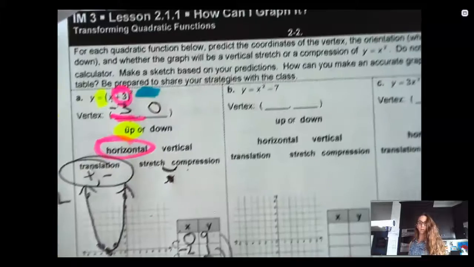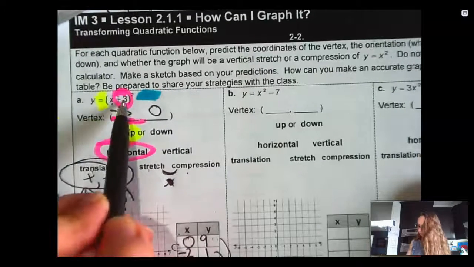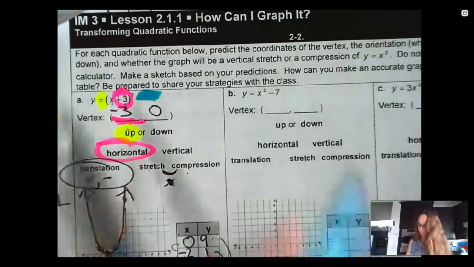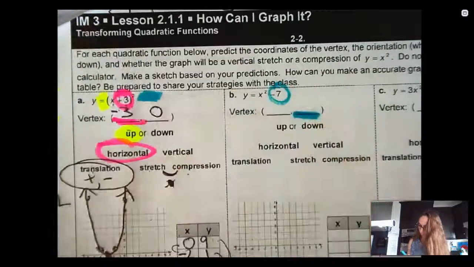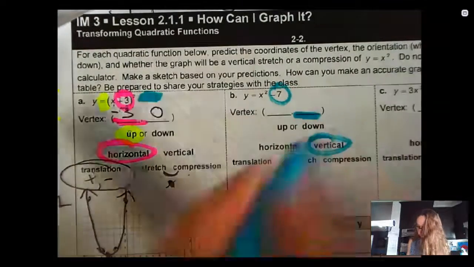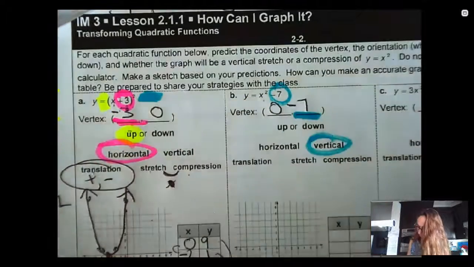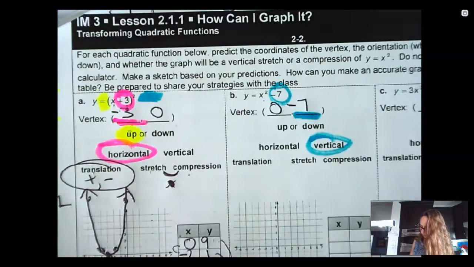All right, let's try the next one. So when we look over here, we notice the horizontal was with the x. This 7 isn't with the x, so that means it's with the y. Which means, who are we talking about? Vertical. So do I have anything with the x? No, I don't. So there's my vertex.